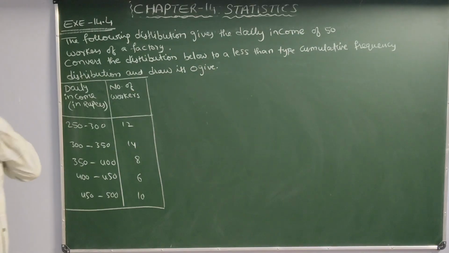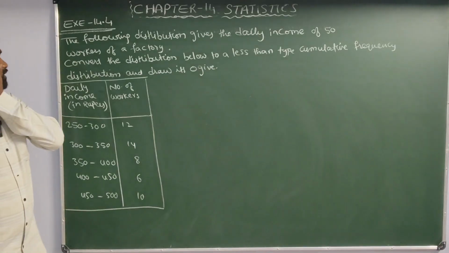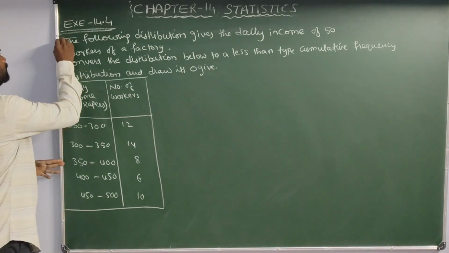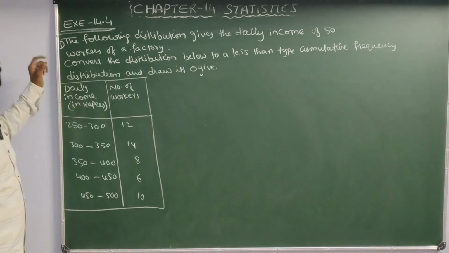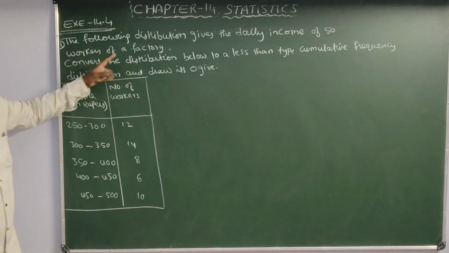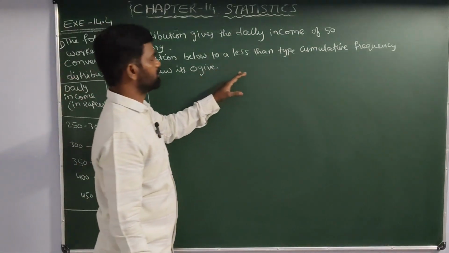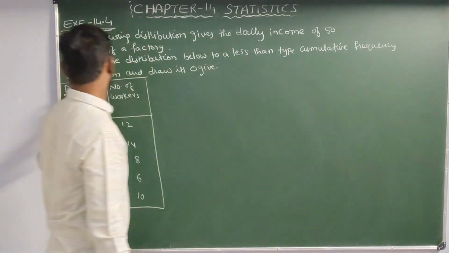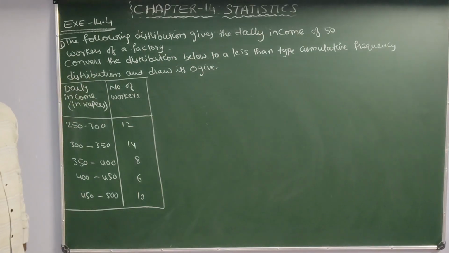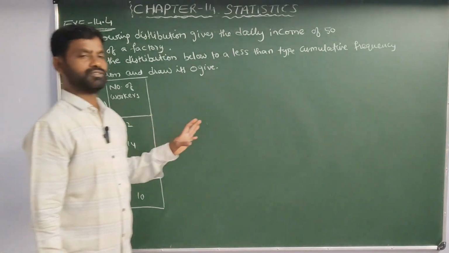Okay, students. Next, 14.4, question number 1. So what is that question? The following distribution gives the daily income of 50 workers of a factory. Convert the distribution below to a less than type cumulative frequency distribution and draw its ogive. So now we have to draw the ogive graph.